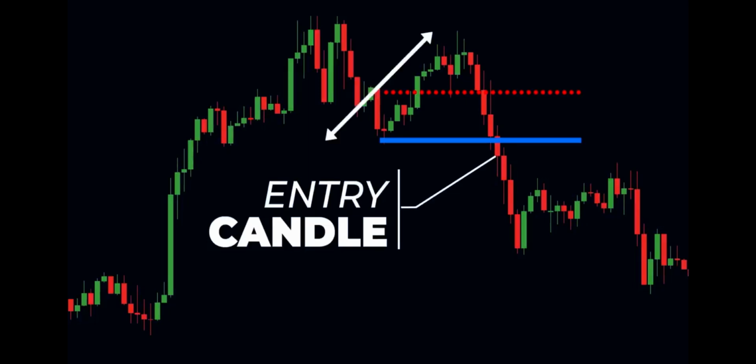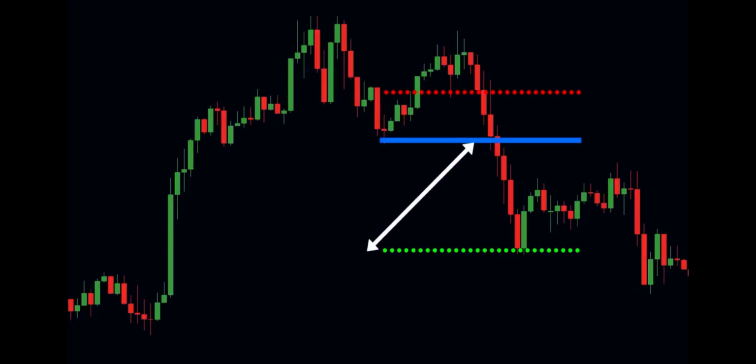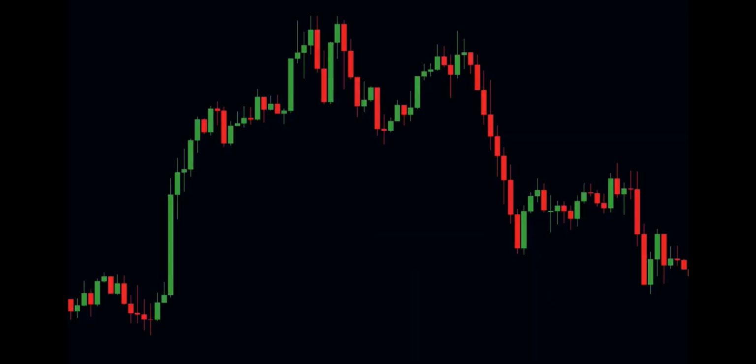For targets, we will measure the distance between point B and C, which is 44 pips. So we will subtract 44 pips from point B and keep our targets at that price. And as you can see, the price achieved our targets on this trade. So this was the double top formation.